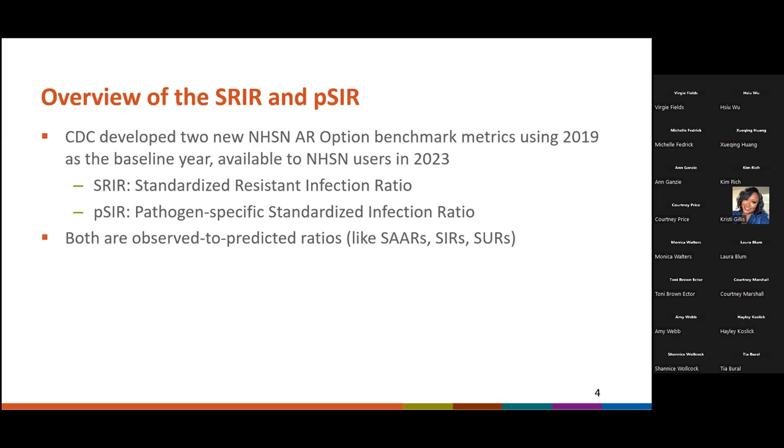First, let's go into some background. CDC developed two new NHSN AR option benchmark metrics using 2019 as the baseline year. The reports became available to NHSN facility and group users in 2023. The two metrics are the SRIR, the standardized resistant infection ratio, and the pSIR, the pathogen-specific standardized infection ratio. Both are observed to predicted ratios, like the AU option standardized antimicrobial administration ratios, or the SARs, the standardized infection ratios, the SIRs, and the standardized utilization ratios, the SURs.